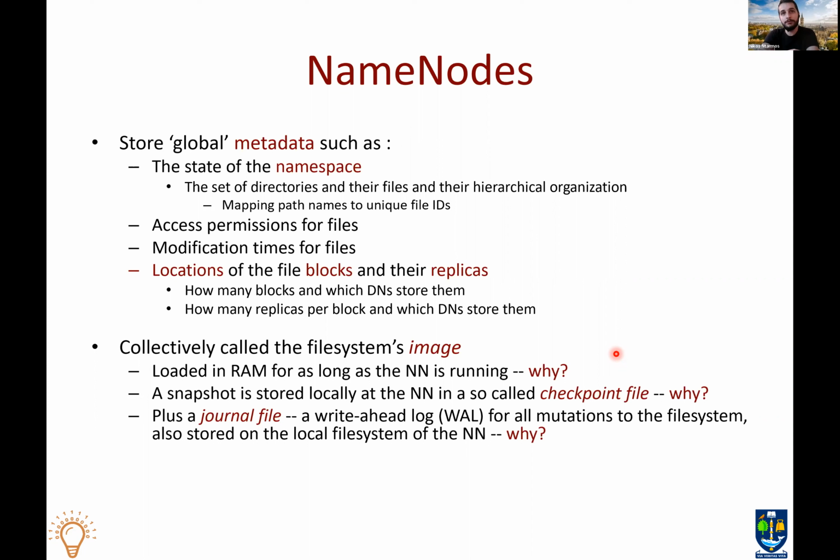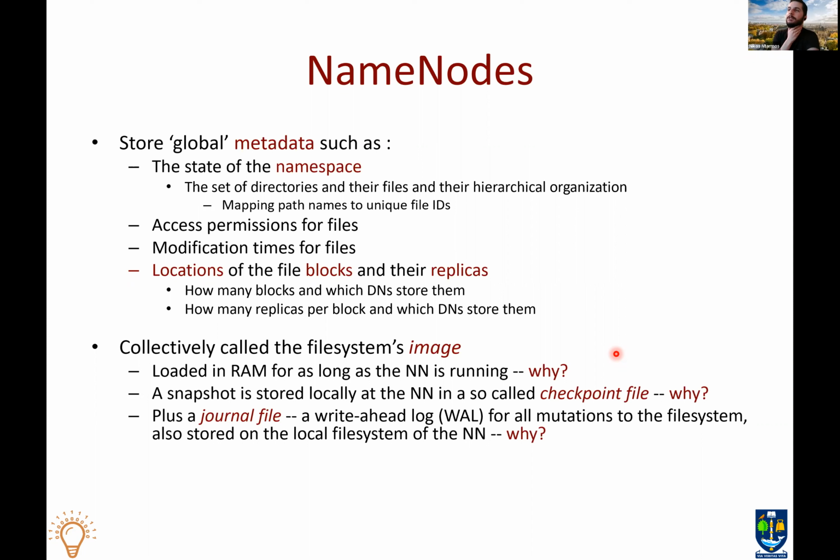Why do we store all of these in the local disk, like in the local file system? Why don't we store the checkpoint file and the journal file on HDFS, like on this distributed file system? Any ideas? So in case of failure, someone says, right, what if HDFS fails?